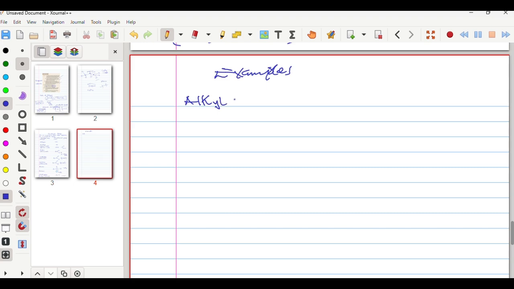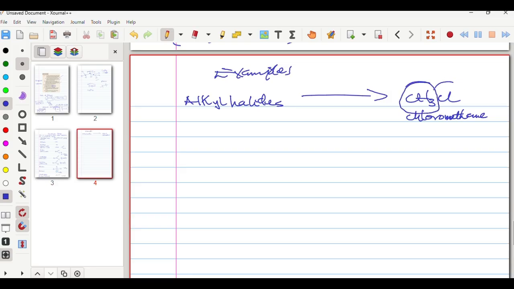So alkyl halide, one of them is CH3Cl. This is chloromethane. Sometimes they only call it methyl chloride, but the IUPAC name is chloromethane. So I can write it, chloromethane. We will see this is the alkyl group CH3, and this is the chloride part of it, and then it becomes an alkyl chloride.